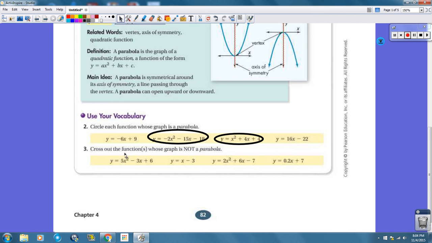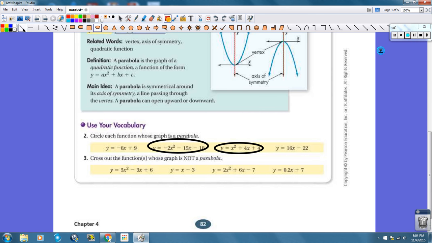Okay, now here they're asking us to cross out the function whose graph is not a parabola. Again, a parabola is a squared term. So we circled these because they were. Now we're going to cross off the ones that aren't. So let's go back and let's do our cute little lines.